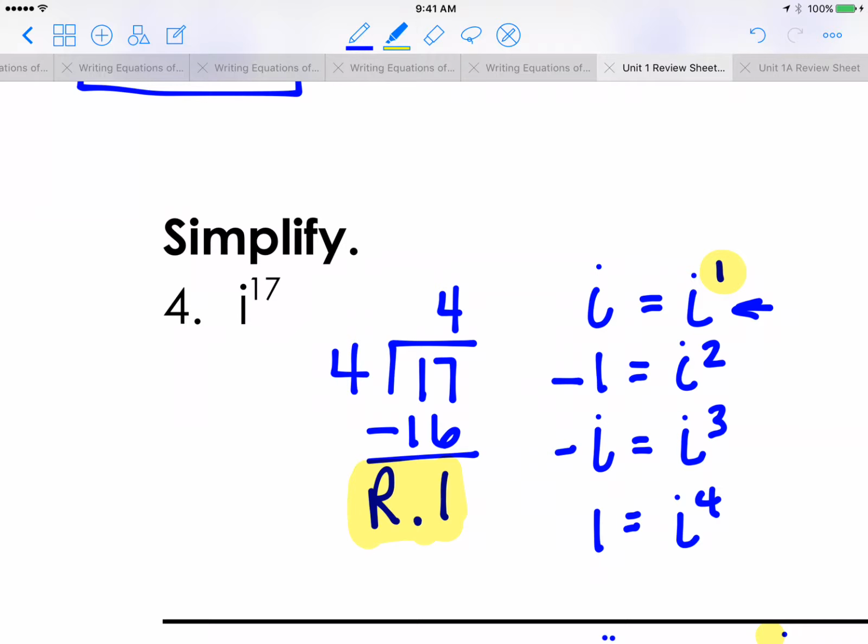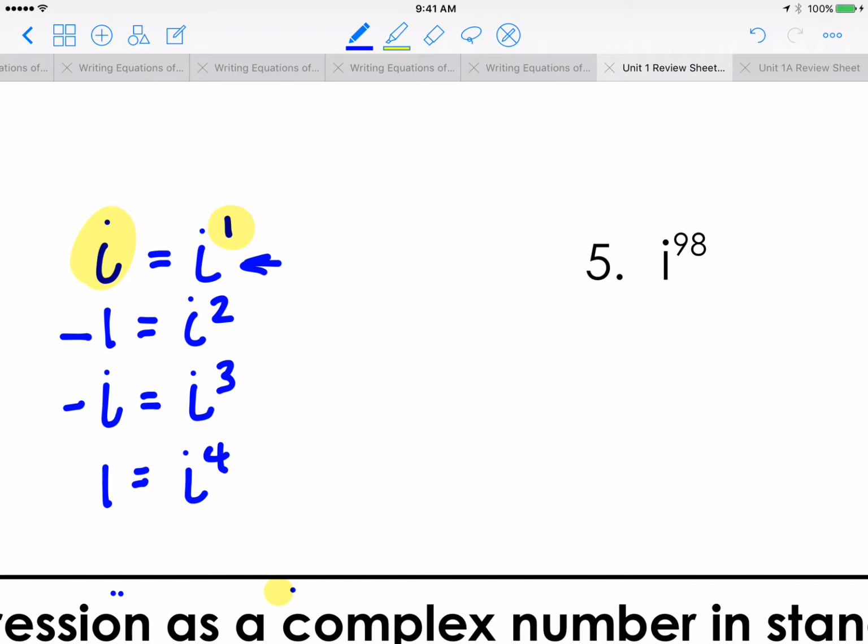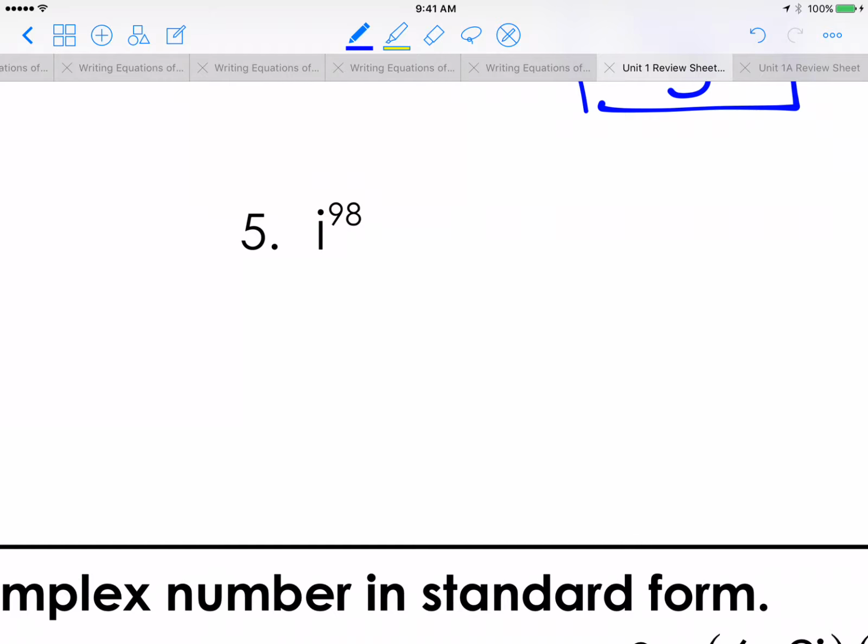Well, now look, that remainder of 1 is associated with that i to the first. So what would that be? Well, that would be just i. So then your answer is i. You get the same thing whichever way you do it. So now let's try i to the 5th. Let's do it the same way that we did before.